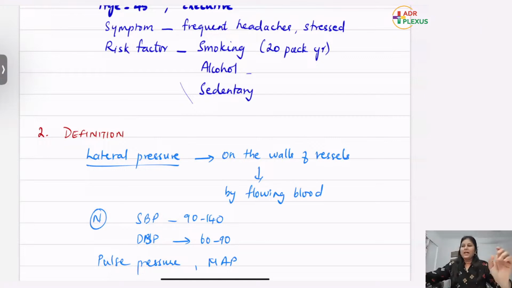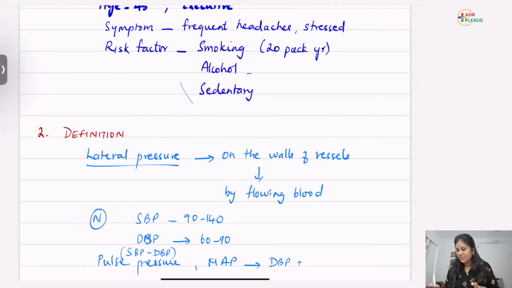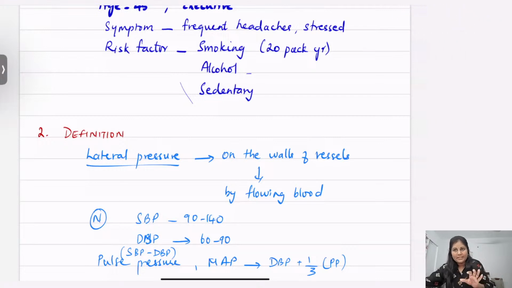Pulse pressure, as somebody answered, is systolic BP minus diastolic BP. Mean arterial pressure is diastolic BP plus one third of pulse pressure. All these come in the practicals. So all these things you have to mention if asked specifically. Otherwise, definition alone is important along with the normal value. So this is about the second part of the question.